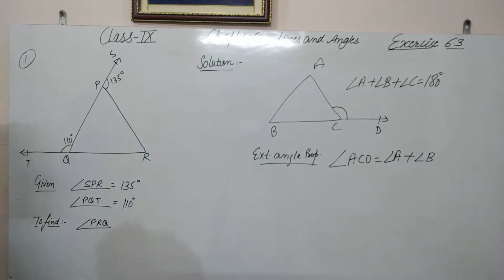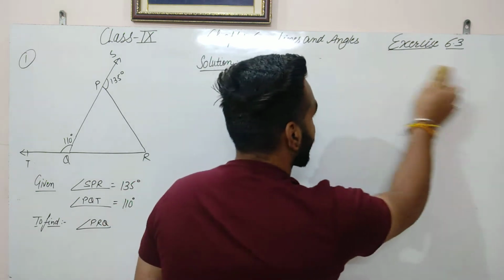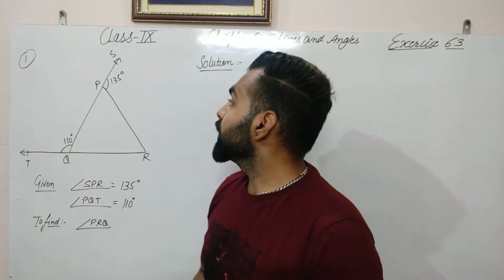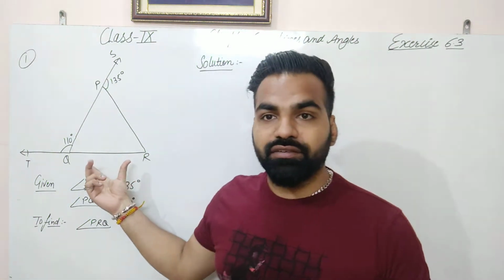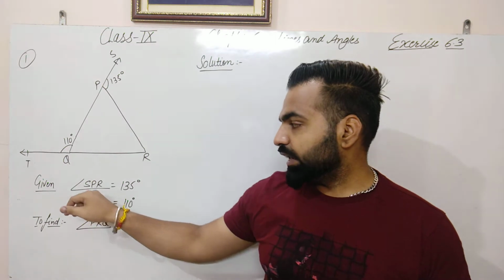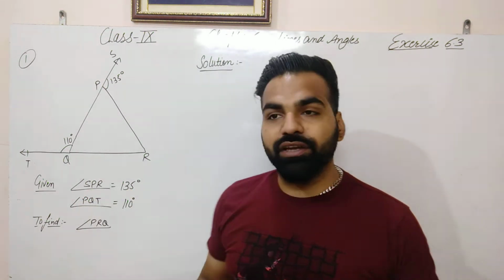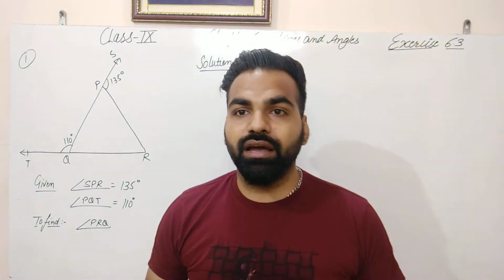So these are the two properties which we use in exercise 6.3. First is the angle sum property for triangles, second is the exterior angle property. Let us start question number 1. This figure is given, and it is given in the question that angle SPR is equal to 135 and angle PQT is 110. We have to find angle PRQ.